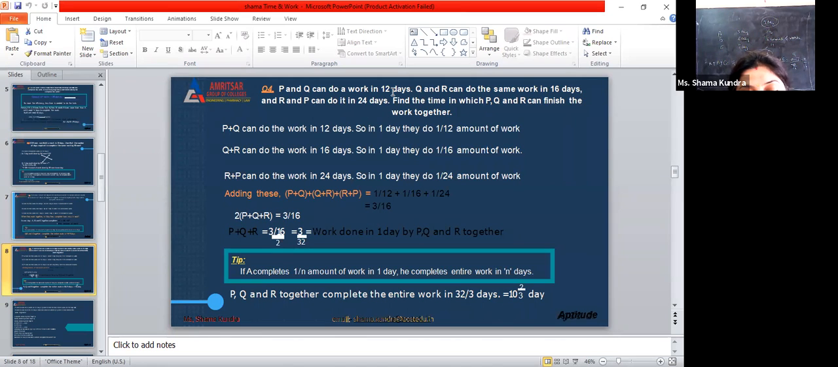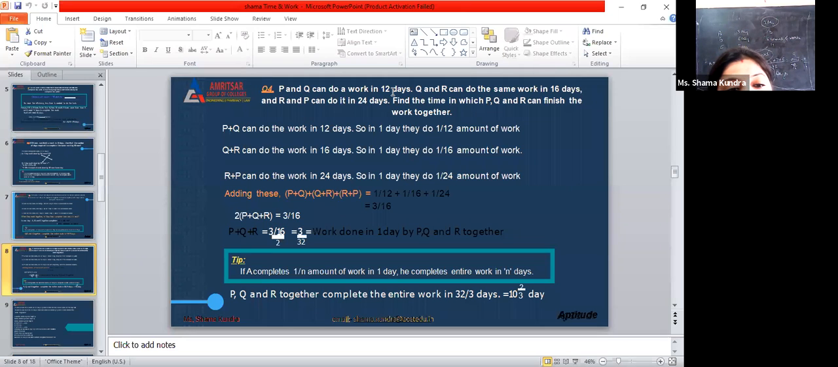So 1 by 12 is nothing but one day work of P plus Q. 1 by 16 is nothing but one day work of Q plus one day work of R. We have simply to find one day work of the given. And 1 by 24 is one day work of R and one day work of P. Now add these three. What do we get?